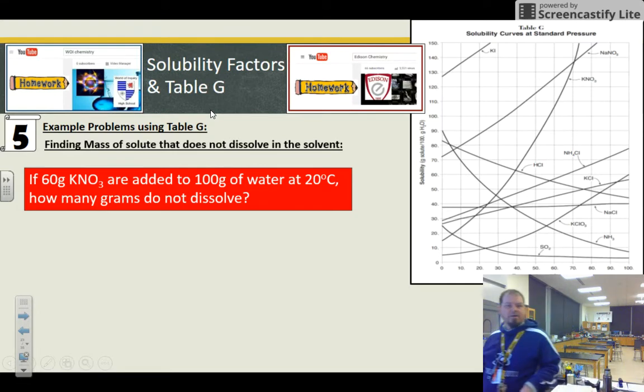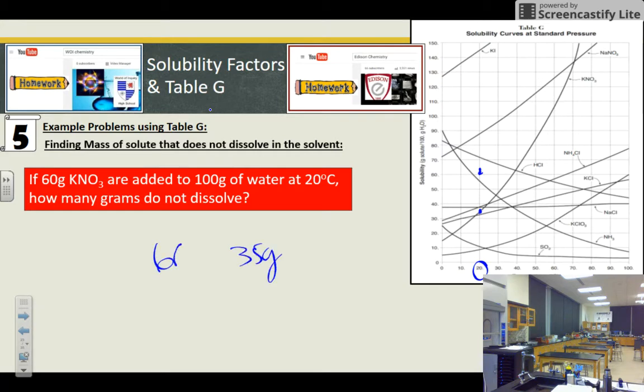60 grams KNO3 are added. How many grams did not dissolve? All right, well, let's look at 20 degrees, okay, and 60 grams, bam, right there. And then we look at KNO3, which is all the way down here. So I should only be able to dissolve 35 grams, and I put in 60. So 60 minus 35 gives me 25 grams that does not dissolve. So you see what I did? I subtracted the 2 values, the line and the plot. Okay, that's how we do it.